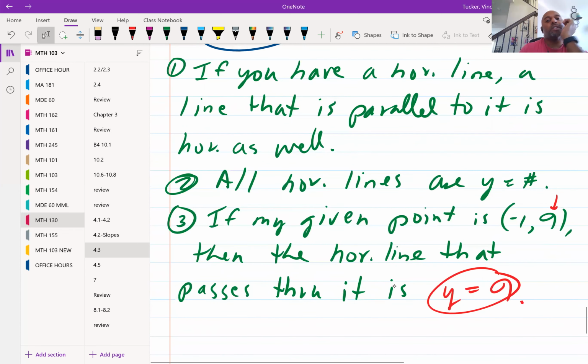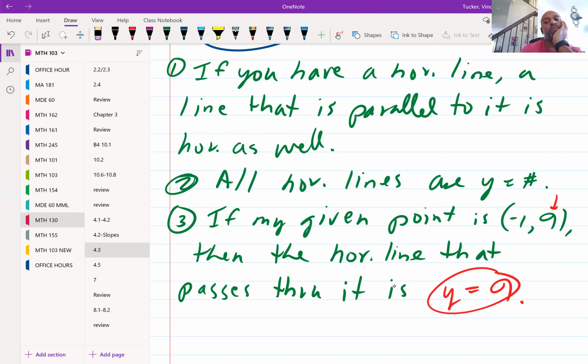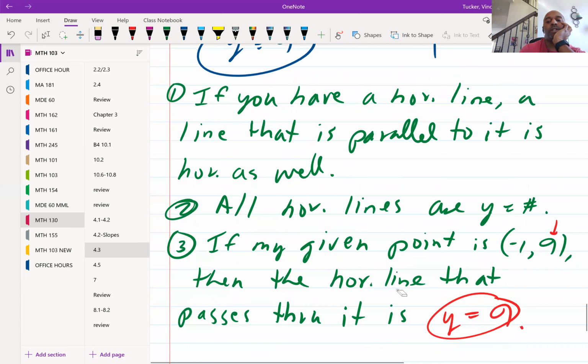Yep, 9. So if your given point is -1, 9, then the horizontal line that passes through is just y equal to 9. So that's just taking the connection between horizontal lines and relating it to the fact that it was a parallel line, and horizontal lines will always be y equal to a number. So it just depends on how you want to do it. If you want to do it through the formula, that was the first step. And then doing it this way is by using your horizontal line relationship. You see, either way you get y equal to 9.